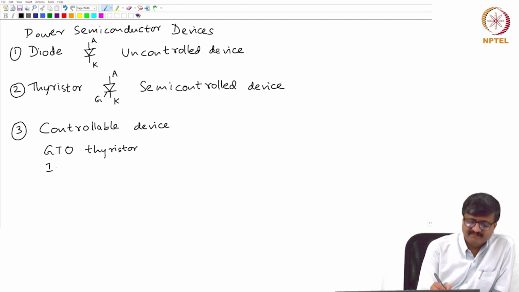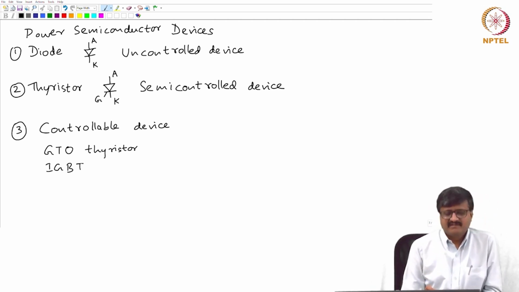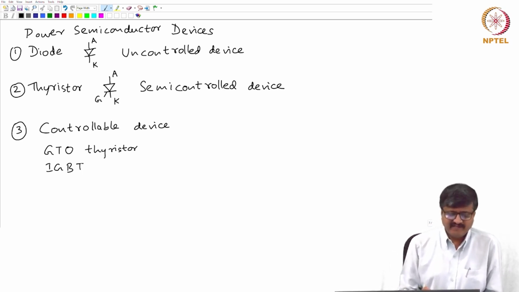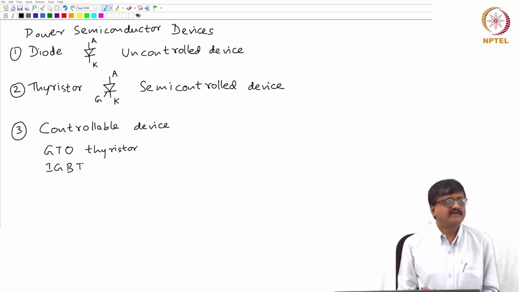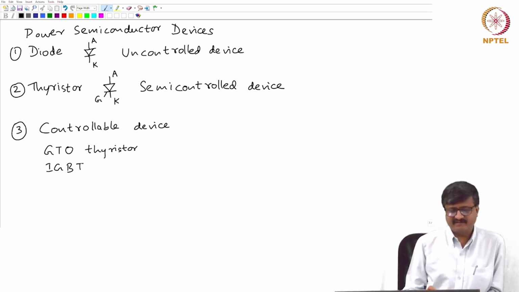Of course, IGBT, insulated gate bipolar transistor. These two are very prominent. Nowadays, GTO thyristors are no longer required. In fact, IGBT is far superior.